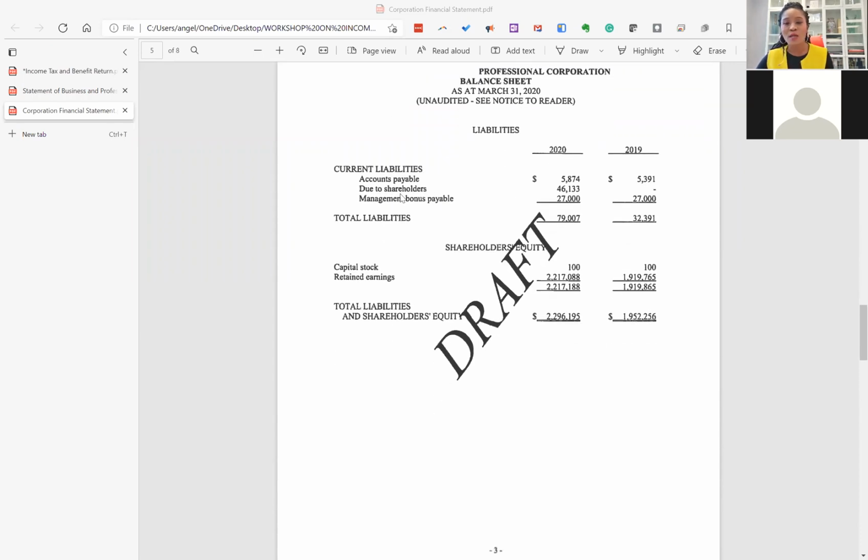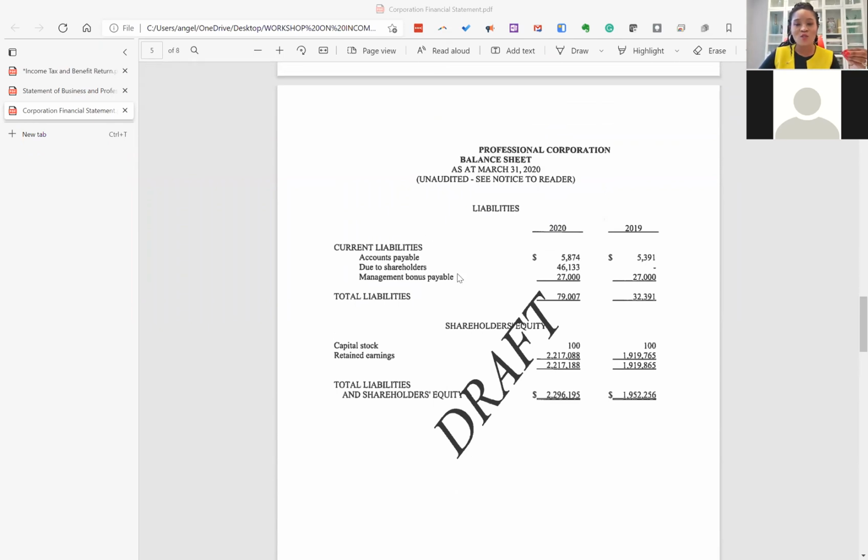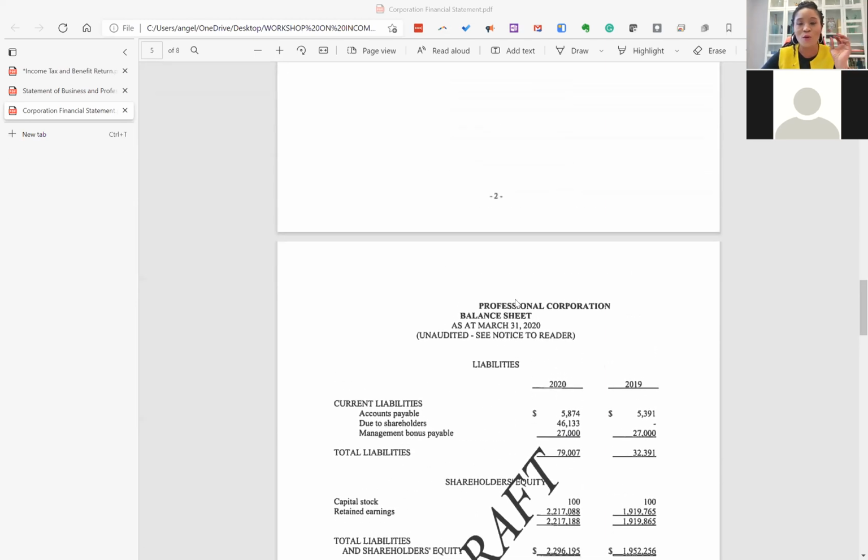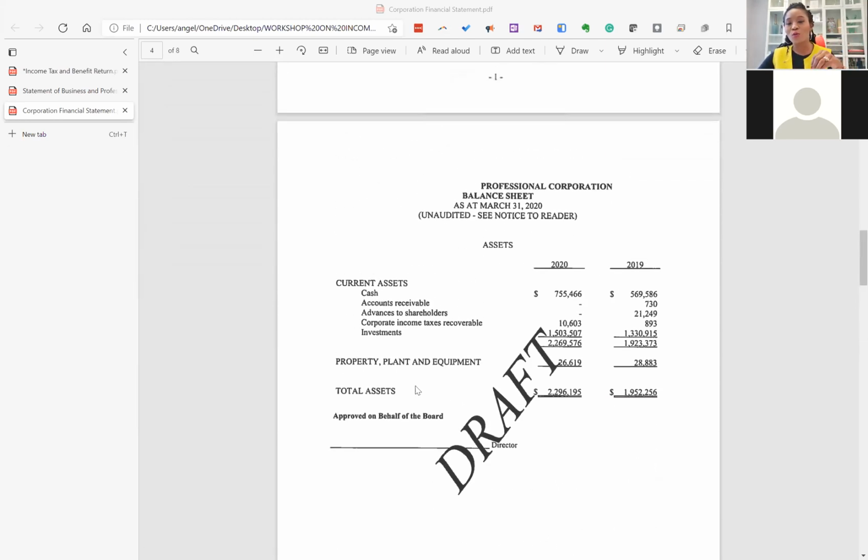I only sometimes look at the liabilities page. I pay more attention if I look at the due to shareholder, just to see if there's a shareholder loan, for example. If there's a shareholder loan, most times it would appear under the current assets because it's an advance to, if you see here, there's advances to shareholders.